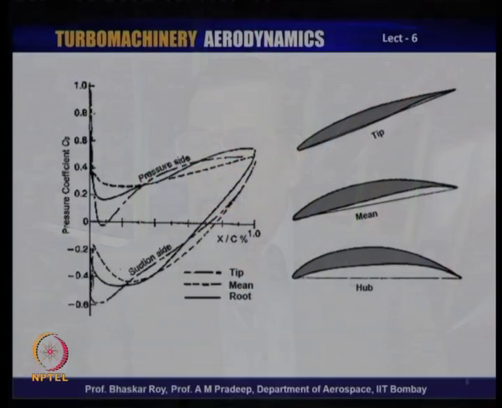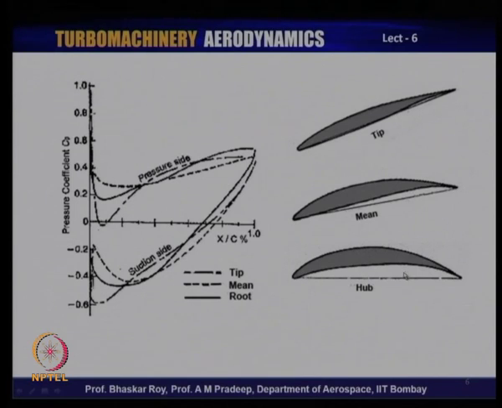As I mentioned, the flow acquires a certain amount of Cp distribution from root to tip. Now, this Cp distribution actually denotes the static pressure distribution on the blade surface. Let us take a look at what we are talking about. If you look at this picture, this is, let us say, a tip section of the blade, this is the main section of the blade, and this is the hub. And tip, as I mentioned, could be at a different angle, mean is at a median angle, and hub is quite often almost nearly axial or pretty close to axial.